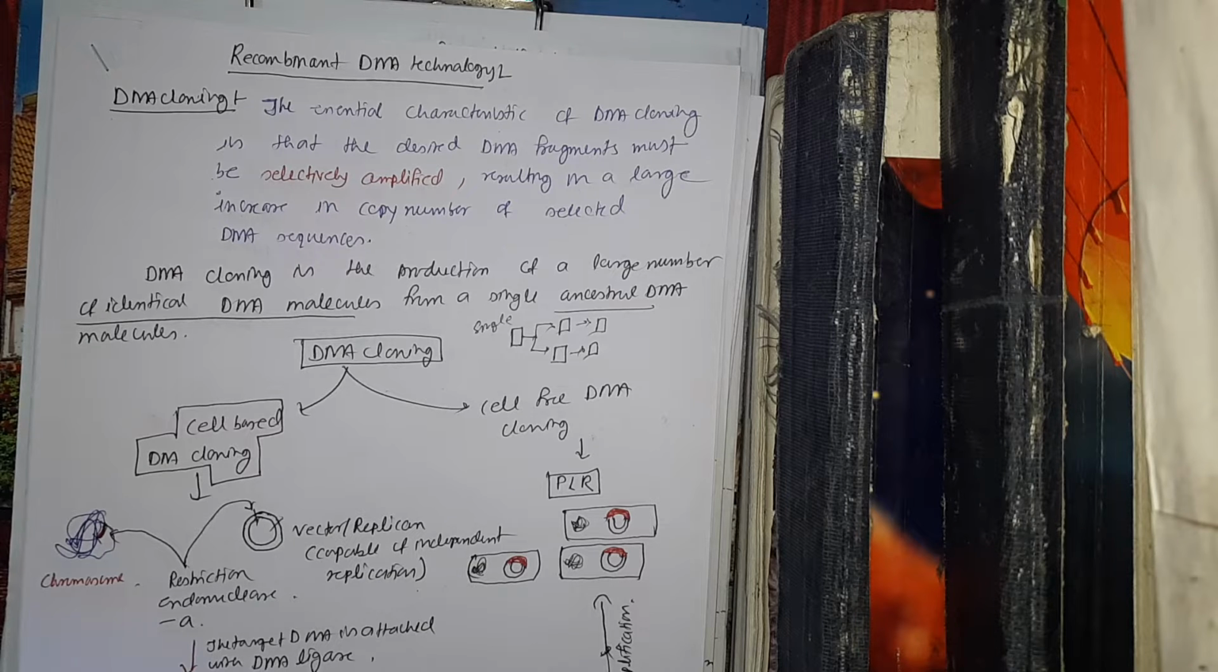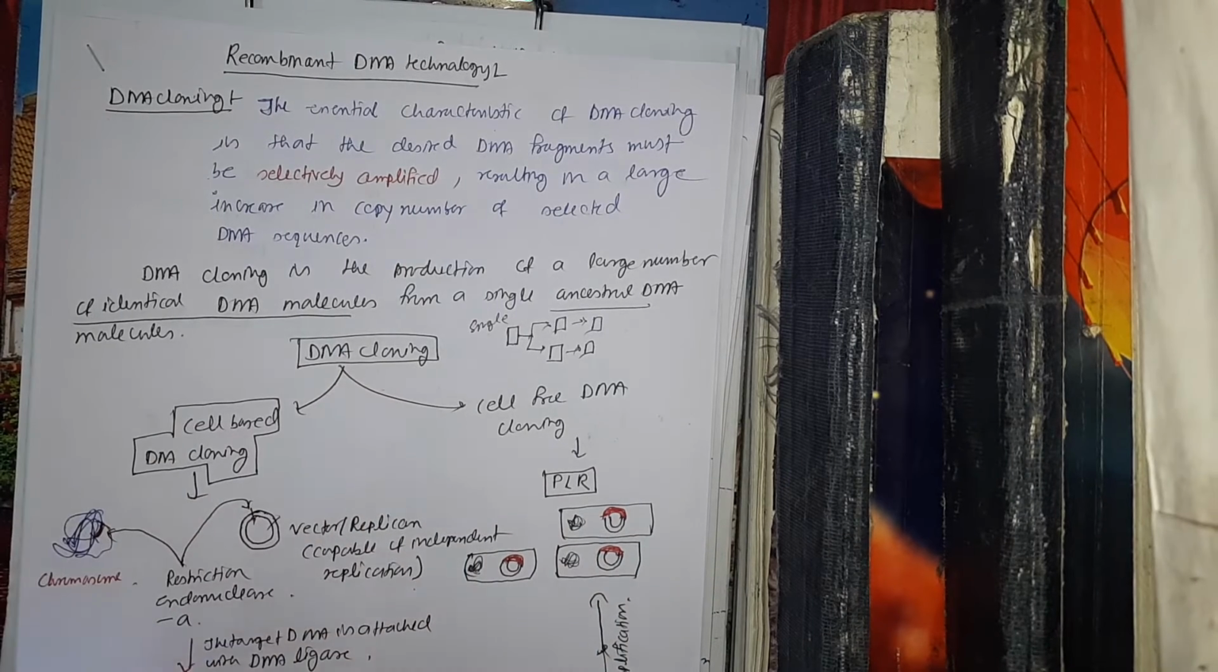Recombinant DNA technology is simply the process by which we can clone our DNA molecule with the help of the vector molecule and the host. That is the idea. So recombinant DNA technology is simply the process of DNA cloning. So what is DNA cloning?